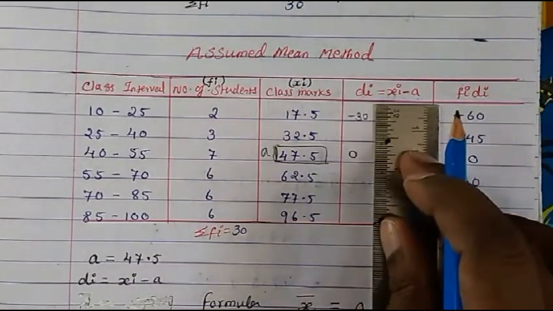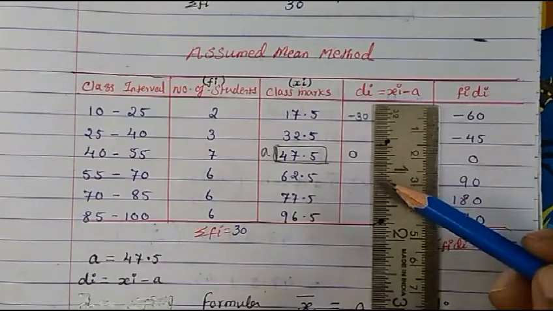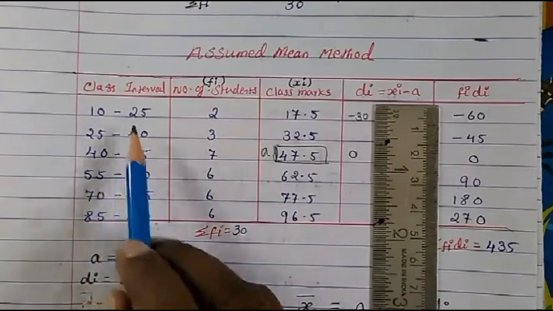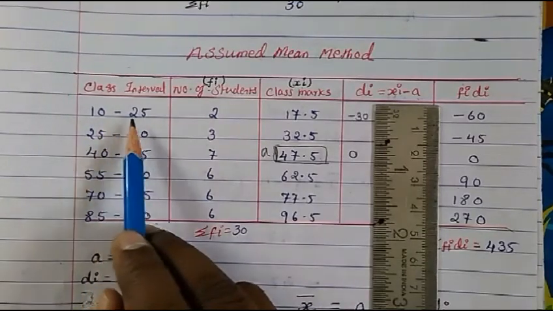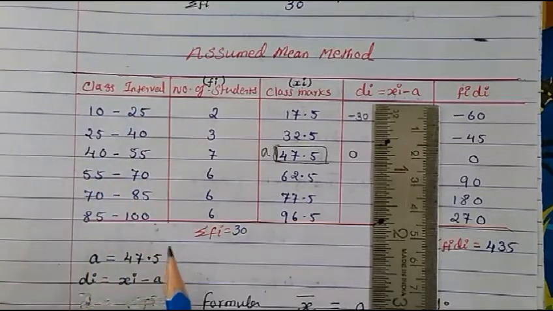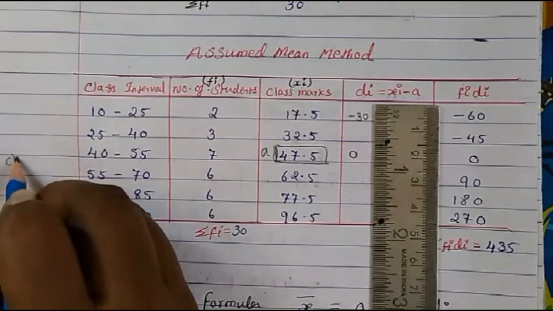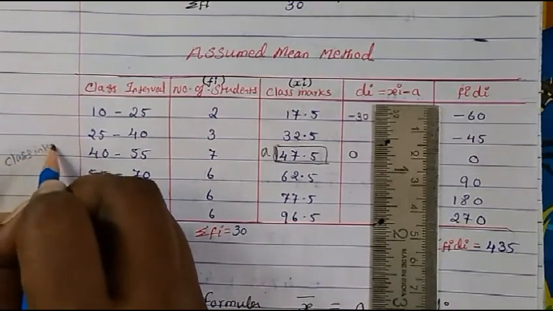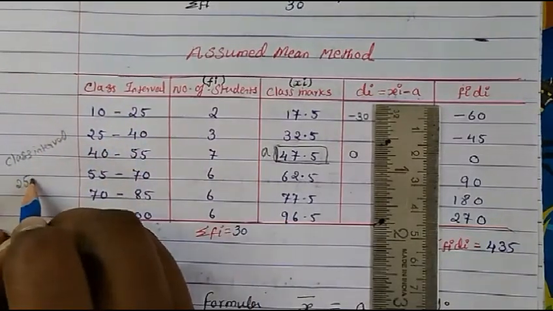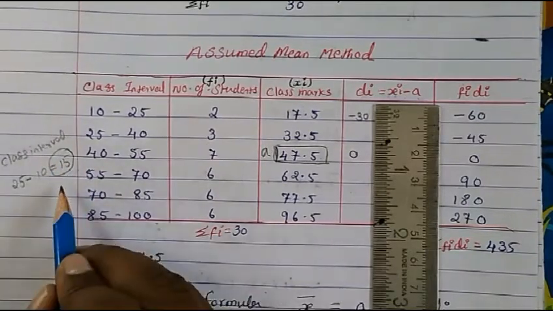Directly put it 0. Now next what you have to do is just look at the class interval. What is the class interval we have taken here? If you don't know the class interval, you can write it from the upper limit minus the lower limit. So 25 minus 10 will give us 15. Okay, this is your class interval.